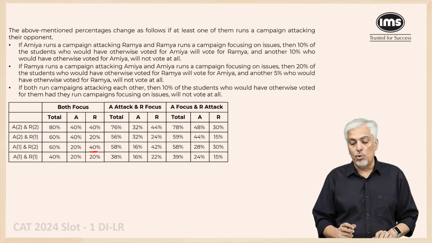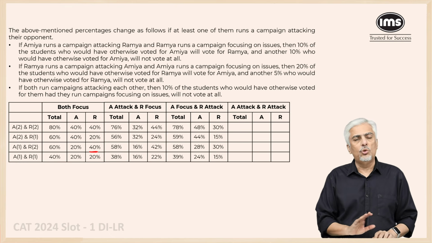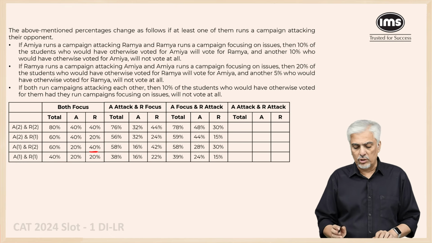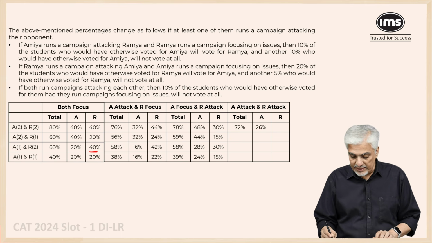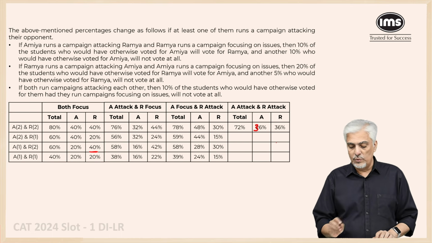And last case is both are going to be attacking, and in that case what happens? 10% of the voters will just go out. Okay. So for both, 10% loss and total also 10% loss. So total will become 72. A and B both will lose by 10%. So this should be 36, 36. Okay, that's a mistake over here. This should be 36 and 36. So we'll just change that.